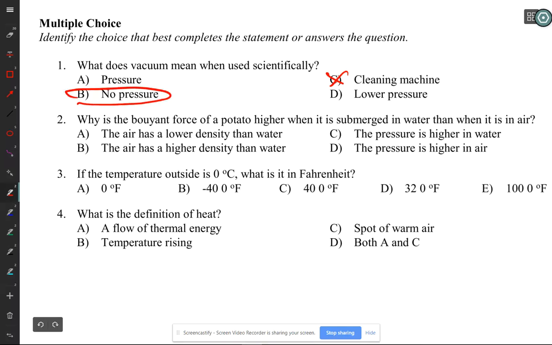Number two, why is the buoyant force of a potato, Amber, higher when it is submerged in water than when it is in air? That was not my question. It wasn't yours? I thought it was yours. Mine was the vacuum question. Oh, okay. I wonder why you got it wrong. That's yours? No. Oh. Okay, well, I think it might have been hers. Jessica's? Yeah. What do you say?